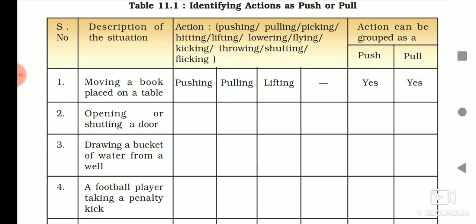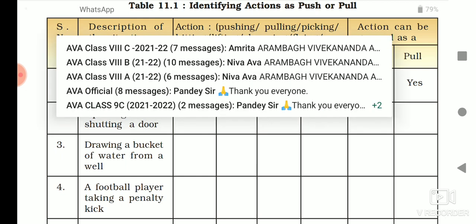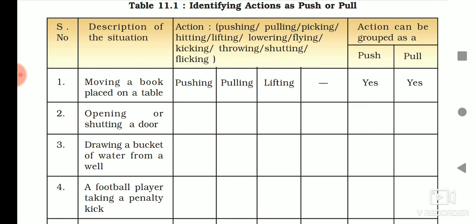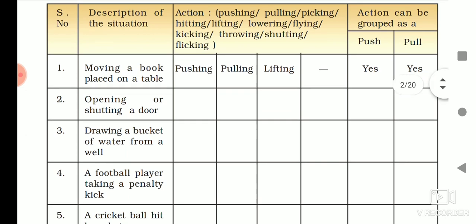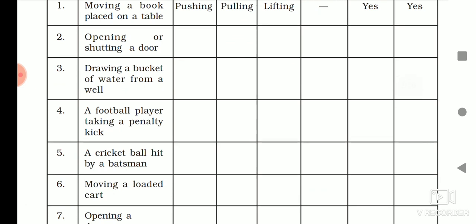Next, drawing a bucket of water from a well. Generally we do pulling or lifting. So no push work is done, it is a pull work. In the push column it will be no, and in the pull column it will be yes. Next, a football player taking a penalty kick. Whenever a football player takes a penalty kick, it is a pushing effect on the ball, and here in the push column it will be yes.